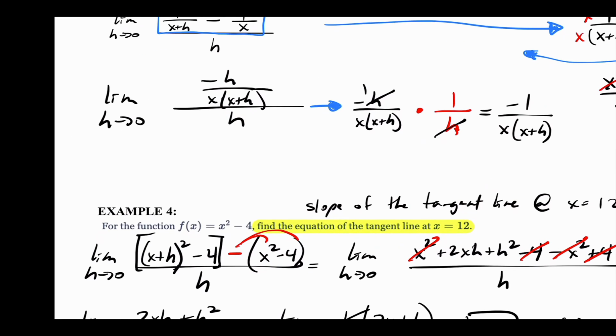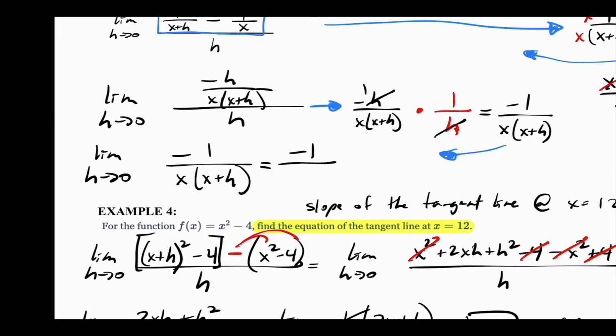Okay, so let me bring that guy back now. So we get the limit as h approaches 0 of negative 1 over x plus h. Now when I plug in 0 for h, what do I get? I get negative 1 on top. What do I get on the bottom? x squared. That is the derivative. That's f prime.